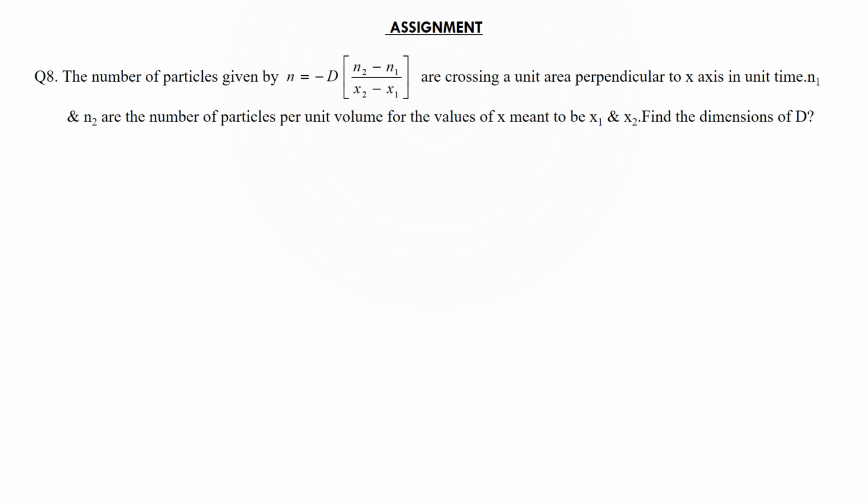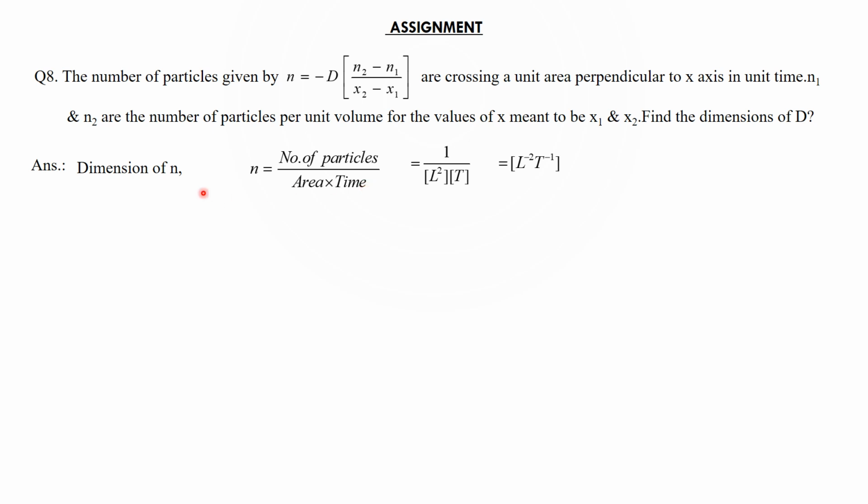So here the number of particles given by n is equal to minus D. Children, first of all, forget the minus sign, because dimensionally minus or plus doesn't matter. Okay, now what is n? It is the number of particles crossing a unit area perpendicular to the x-axis in unit time. That means n has the formula number of particles divided by area and time. So that is 1 upon area, which is L square, and time is t. So L minus 2 and T minus 1.